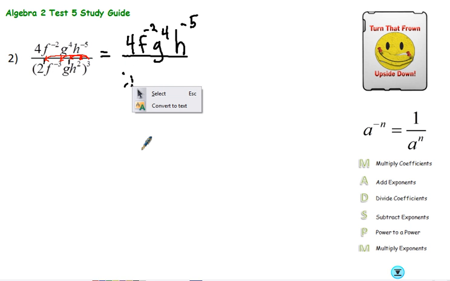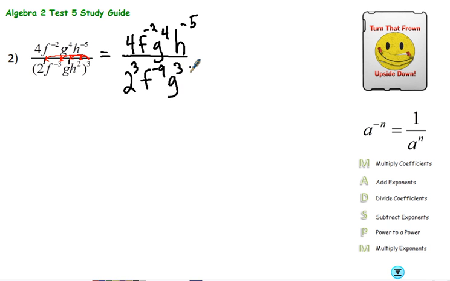Actually, a little pen malfunction here. Okay, there we are, we're good. F negative 3 times 3, which would become f negative 9. And g 3 times 1, which would be g3. And then 3 times 2, which would be h to the 6th power.